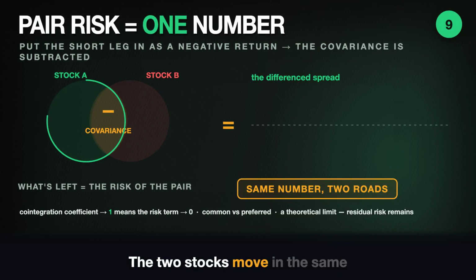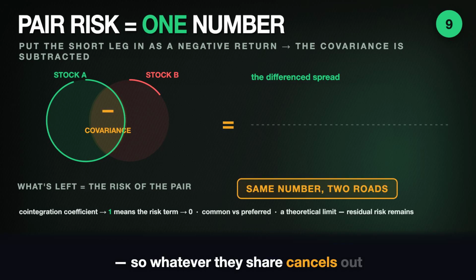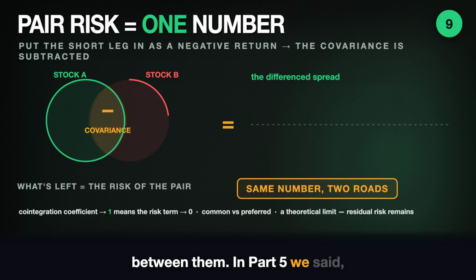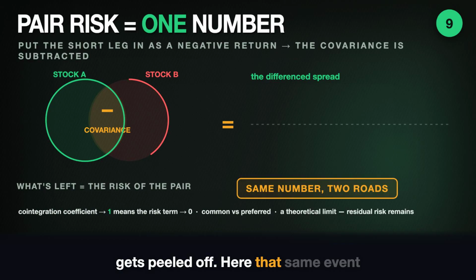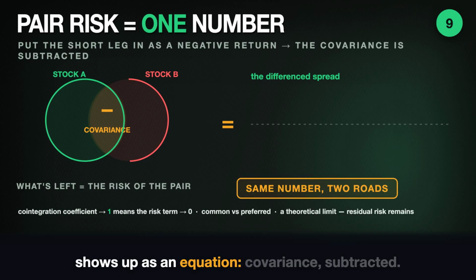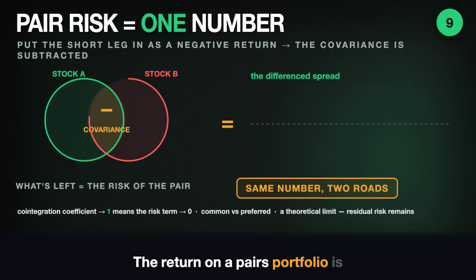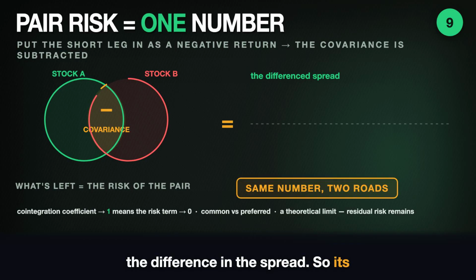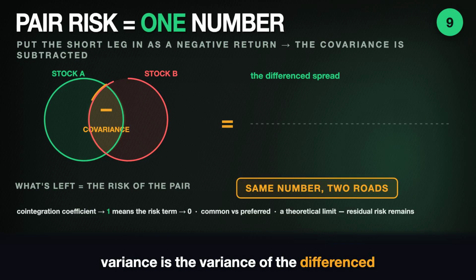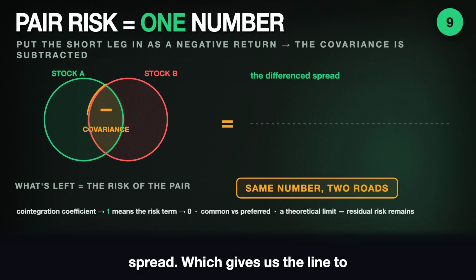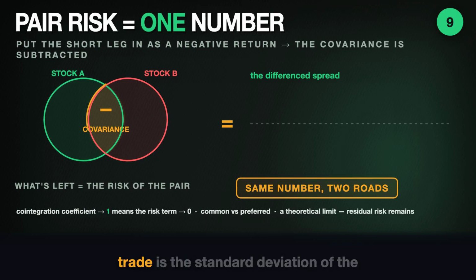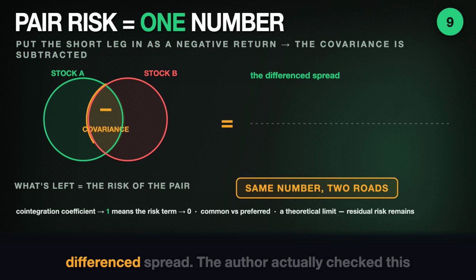The two stocks move in the same direction, and you sold one of them, so whatever they share cancels out between them. In part 5, we said, in words, that the market risk layer gets peeled off. Here, that same event shows up as an equation, covariance, subtracted, and then a beautiful result falls out. The return on a pair's portfolio is the difference in the spread, so its variance is the variance of the difference spread, which gives us the line to remember. The risk of a pairs trade is the standard deviation of the difference spread.